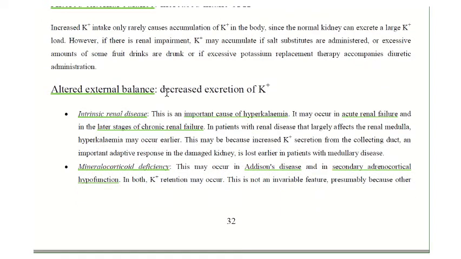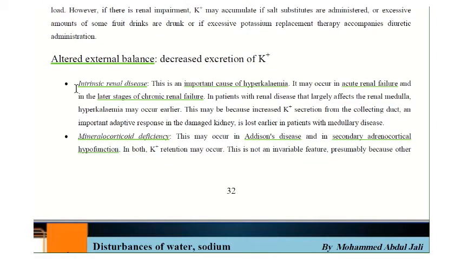أما بالنسبة للdecreased excretion of potassium, altered external balance اللي هو بسبب decreased excretion of potassium، فهناك intrinsic renal disease، وهذا this is an important cause of hyperkalemia. Intrinsic renal disease may occur in acute renal failure and in the later stages of a chronic renal failure.